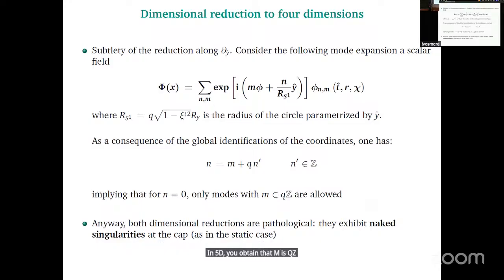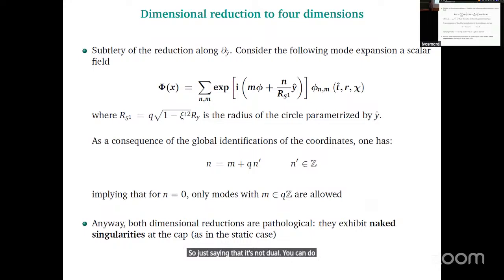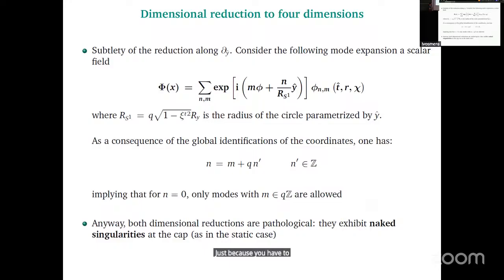If I take your 4D metric and I study box phi, I will never obtain that M is QZ. M can be anything. So I'm just saying that it's not dual. You can do it, but it's not something where, if you study perturbation in your 4D guy, it's in any way related to the perturbation in 5D, just because you have to apply the real KK reduction.